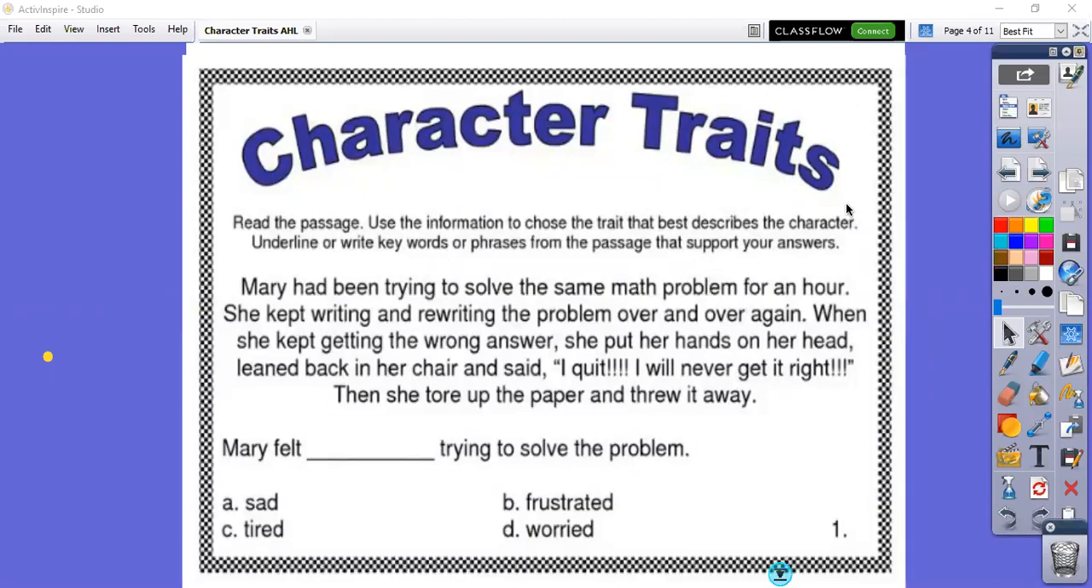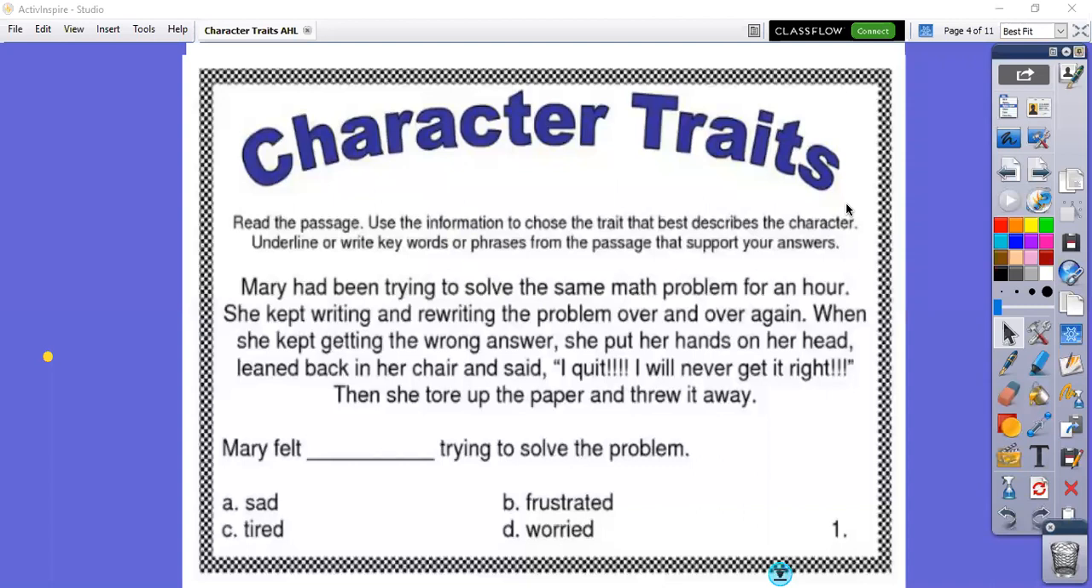Number one, Mary had been trying to solve the same math problem for an hour. She kept writing and rewriting the problem over and over. When she kept getting the wrong answer, she put her hands on her head. She leaned back in the chair and said, "I quit. I will never get this right." Then she tore up the paper and threw it away. Mary felt blank trying to solve the problem.